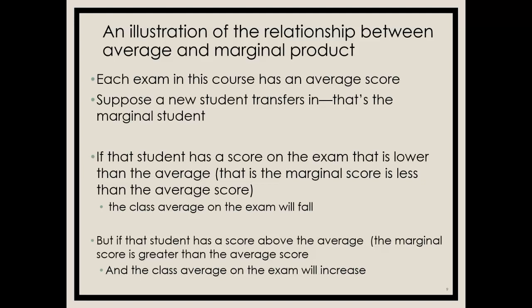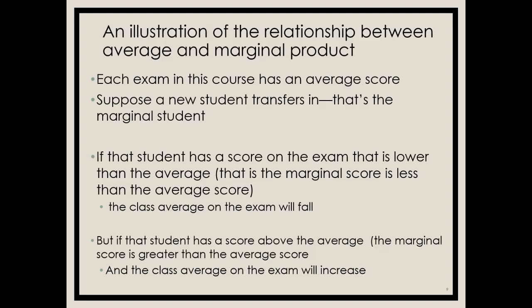Suppose a new student transfers into the class. That's the marginal student, remember, the last student to enter the class. And the score that that student gets is the marginal exam score. If that student gets a score on the exam that is lower than the average for everyone else in the class, that is, the marginal score is less than the average score, the class average on the exam will fall. Basically, that student is bringing down the class average.